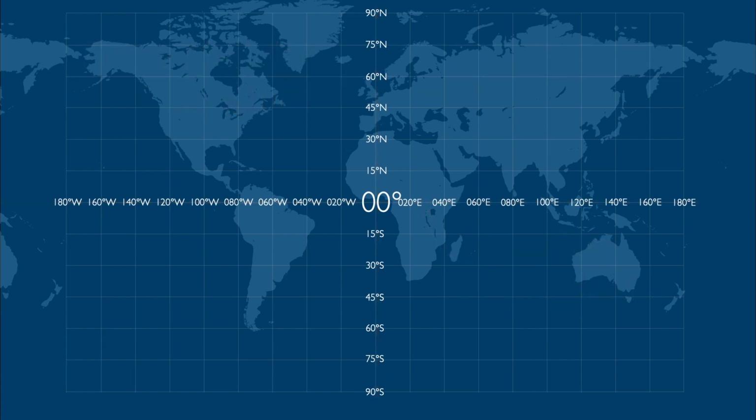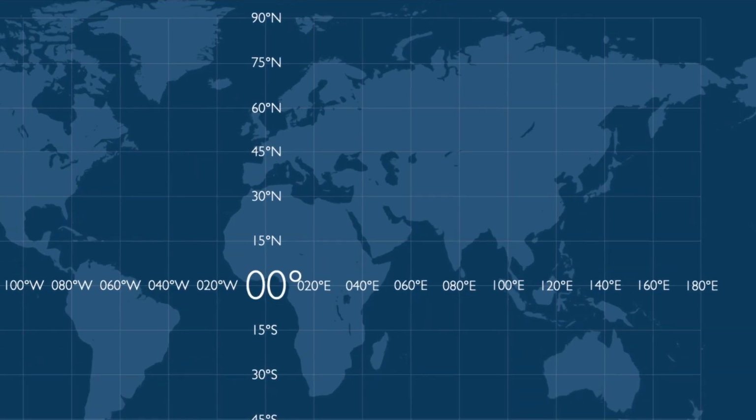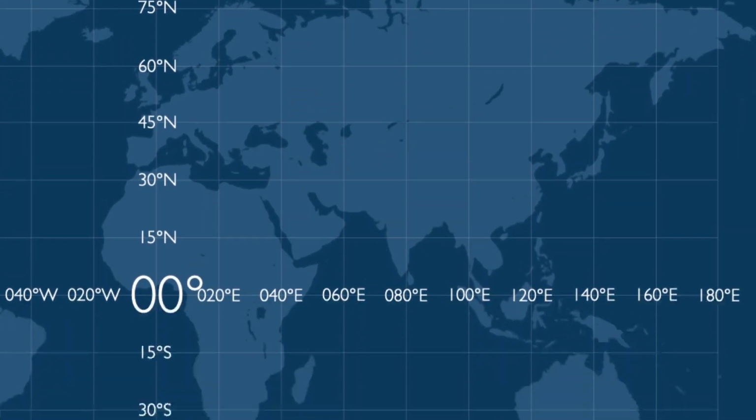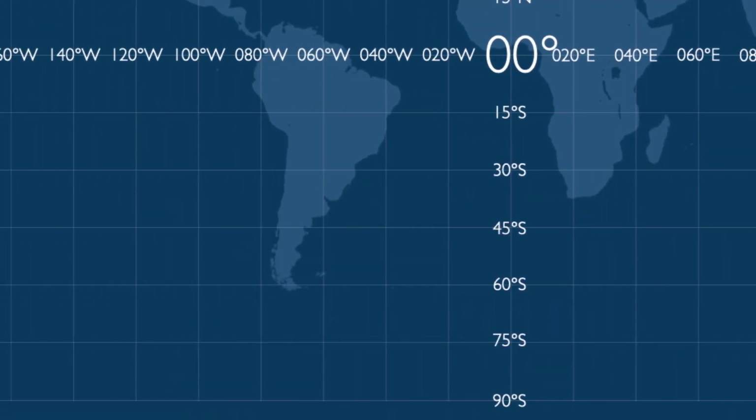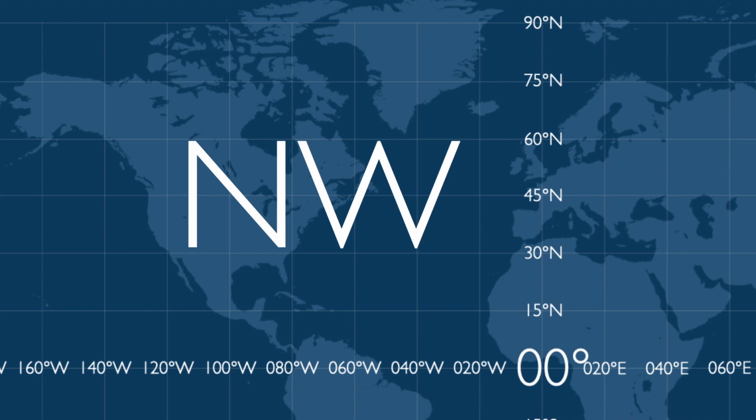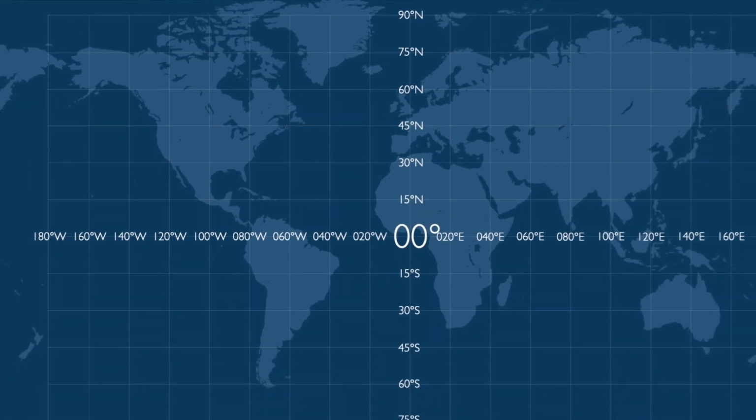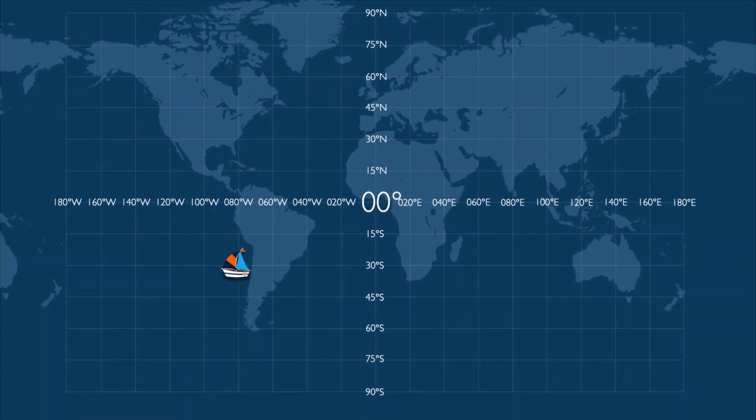We've split the globe into 4 quarters: northeast, southeast, southwest and northwest. Now we can reference ourselves in any of these quarters using the appropriate degrees. For example, this position would be 30 degrees south, 80 degrees west.